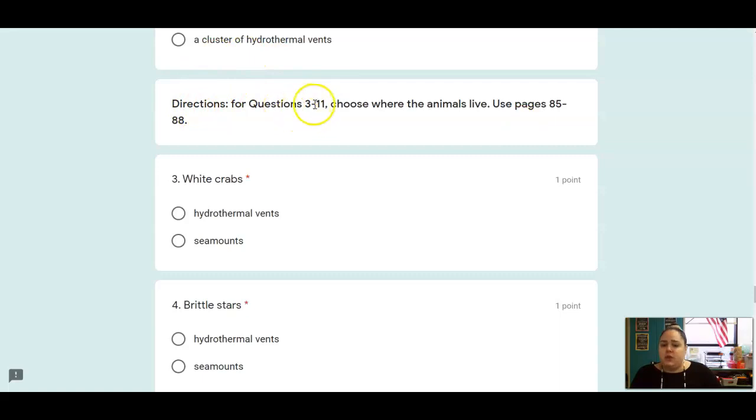It says directions for questions 3 through 11. Choose where the animals live. Use pages 85 to 88. So in those pages, there are paragraphs that tell you exactly what animals live in the hydrothermal vents and in the seamounts. So go back to those pages and look for the animals.